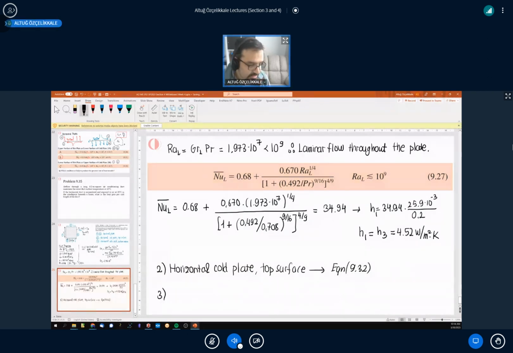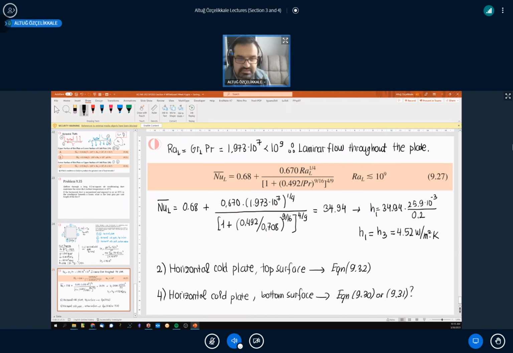How about the other one, horizontal? Well, I think that's not 3, that's 4. Surface 4 is a horizontal cold plate, bottom surface. Which equation are we going to use? 9.30 or 9.31? So that's the question. Is it clear?